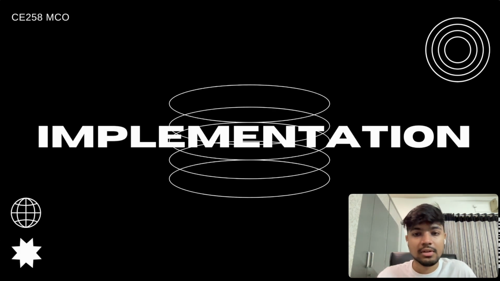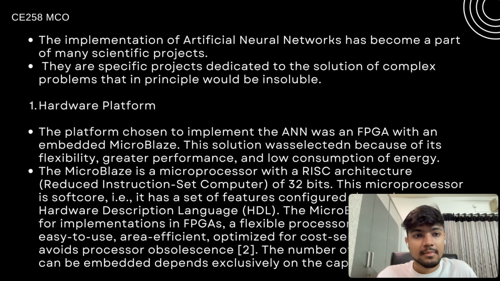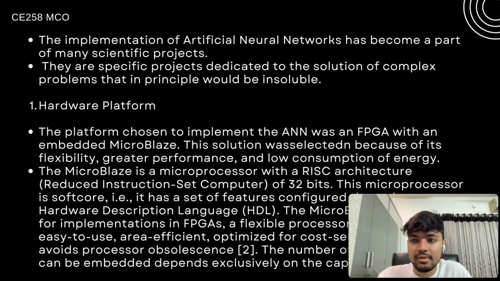Now we will move forward to the implementation. The implementation of the artificial neural network has become a part of many scientific projects. There are specific projects dedicated to the solution of a complex problem that in principle would be insoluble. First we will talk about the hardware platform which we will be using in this implementation. The hardware chosen for this was an FGPA with an embedded MicroBlaze. That's the name of the microprocessor. It's a microprocessor with greater flexibility, greater performance, and low consumption of energy.